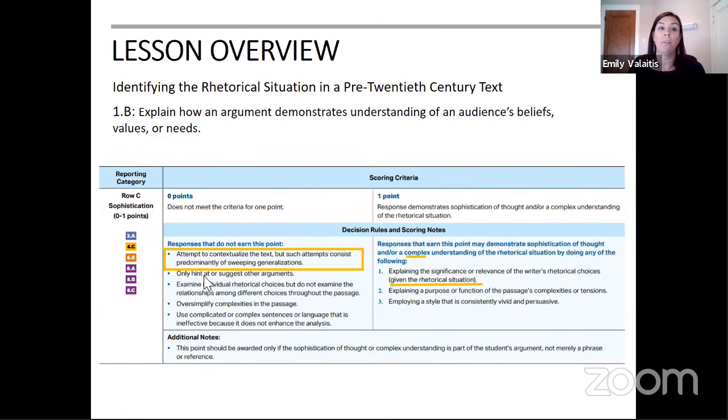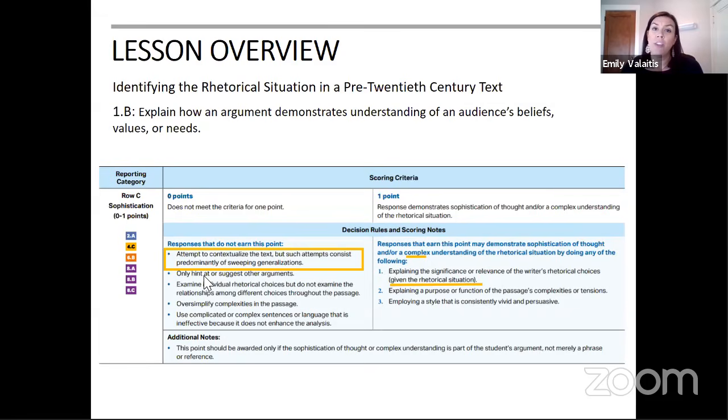So over the next week, we're really going to focus on one text, a pre-20th century text, and help you to first today identify the rhetorical situation and elevate it and make sure it's not just the basic, broad, generic understanding of the text. The piece that we're going to be reading, it's a really tough one. It's from the 18th century, and it was written by Abigail Adams.